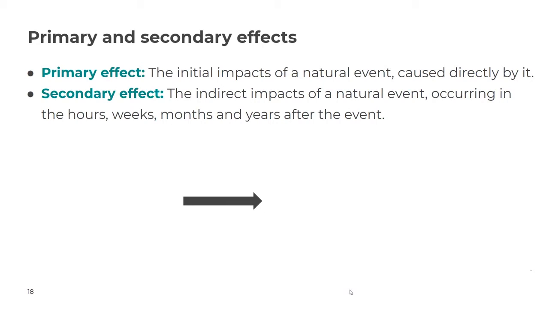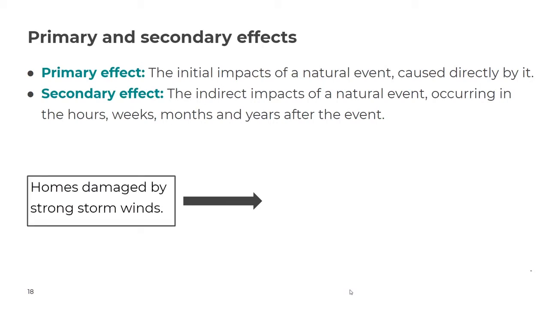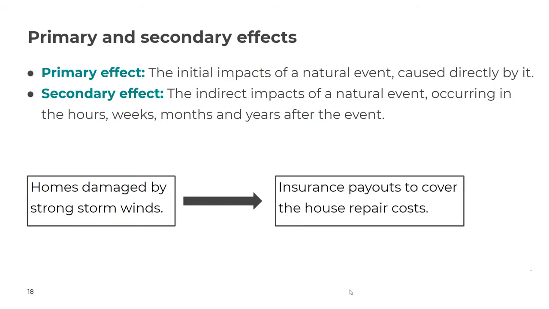So let's look at an example of this. So an example of a primary effect would be homes damaged by strong storm winds. So the homes have been directly damaged, directly affected by the strong storm winds of a tropical storm. This could lead to a secondary effect. So the insurance payouts to cover the house repair costs is actually an indirect effect of the storm. So the primary effect was the actual house being damaged by the storm itself, and this led to insurance payouts to cover the house repairs, and this would be a secondary effect.